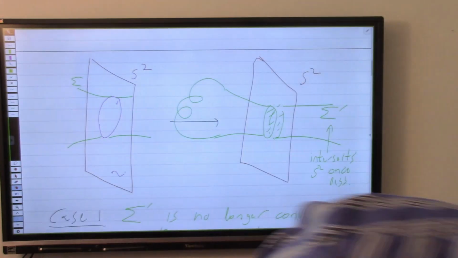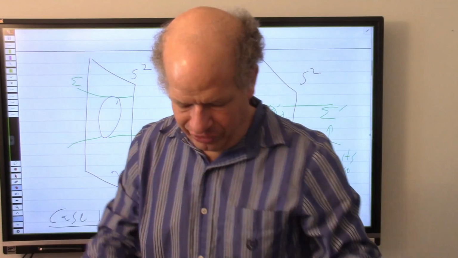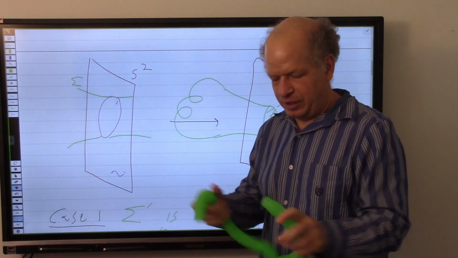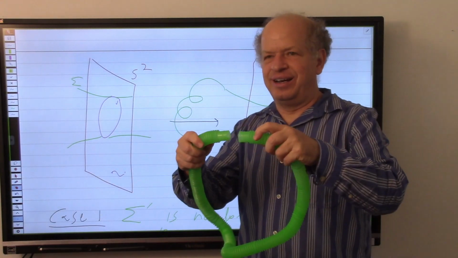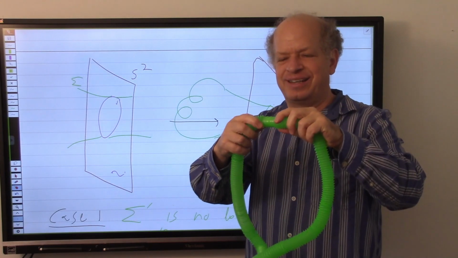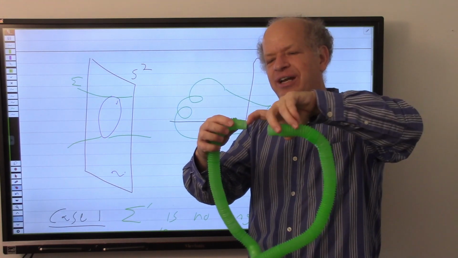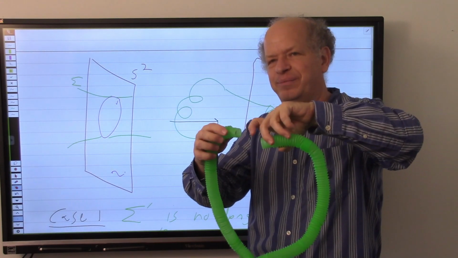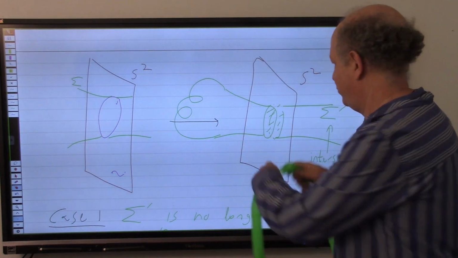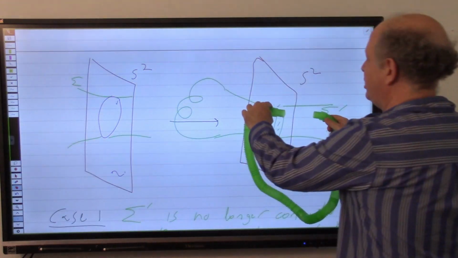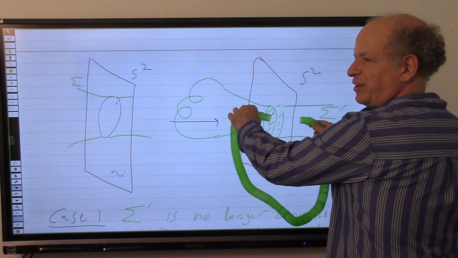In fact, come to think of it, I have the perfect tool to demonstrate it right here. So here is the surface. I cut it open and I seal this with green material and I seal that with green material. That's what I've done here, right? I mean, from being connected, I went to being not connected.